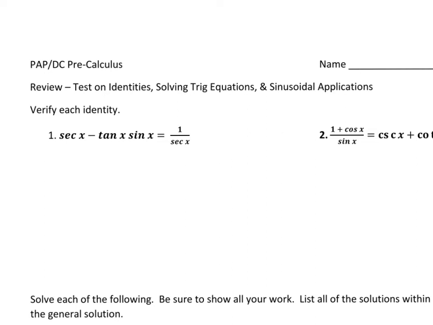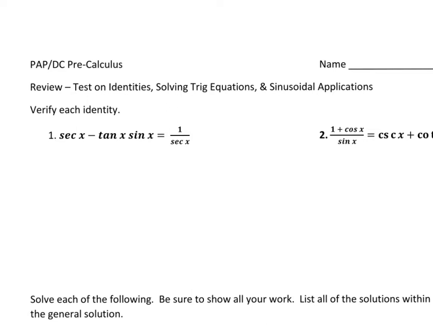Okay, these first two problems are verifying identities. So we give you something to begin with, and we want to make it look like that at the end. So we need to do some of our tricks and things that we have learned. Number one being replace everything with sine and cosine.